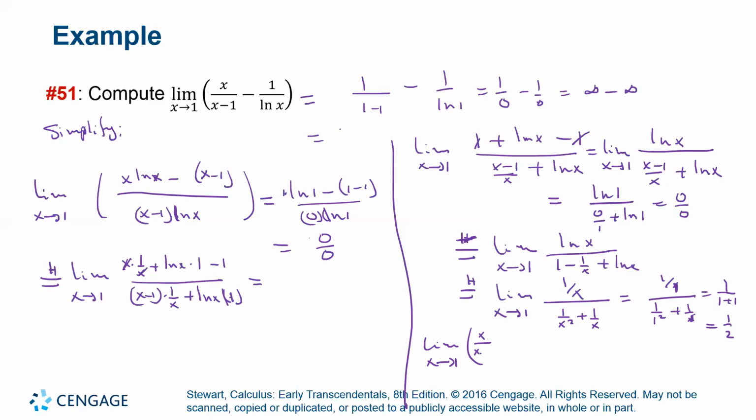So therefore, the limit as x goes to 1 of x over x minus 1 minus 1 over natural log of x is equal to 1 half. That's my answer. Okay, so when you have this, you've got to simplify. Sometimes you have to factor some things out. We'll do more examples in class, but for now, we'll keep it like this.